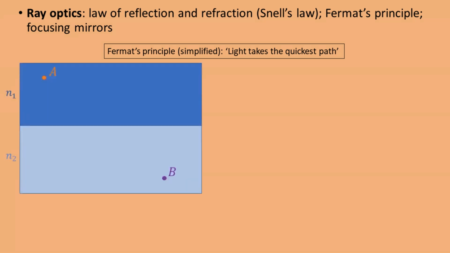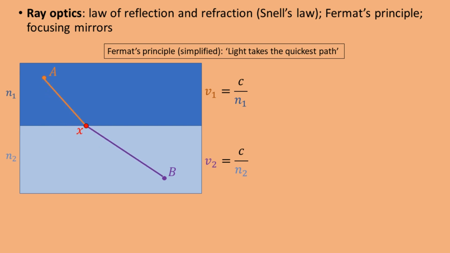Suppose we have two media with different refractive indices n1 and n2, and we want to see how light travels from a point A in the first medium to a point B in the second medium. Because the media have different refractive indices, the light travels at different speeds in the two media. So now the question is, at which point x does the ray have to hit the interface so that the total travel time from A to B is minimal?